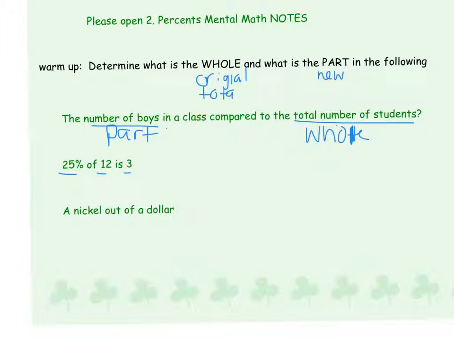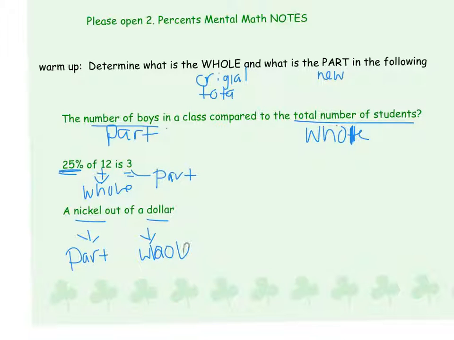25% of 12 is 3. So since 25% is less than 100%, we know that this has to be the part, because 3 is just part of 12, and this is the whole. A nickel out of $1. If I'm comparing a nickel to $1, this is just part of the whole dollar. Part of the whole. So in all of these cases, the part was less than a whole, but you will have problems where it is not.